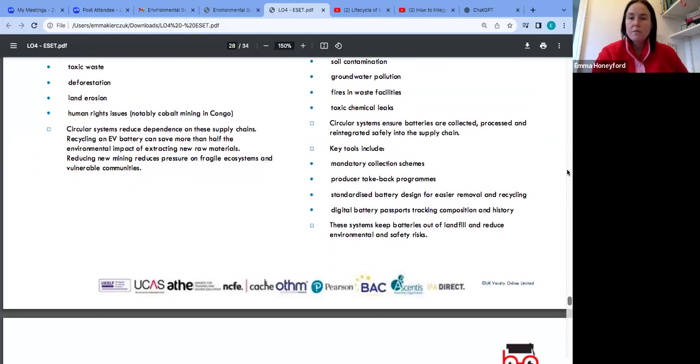Key tools include mandatory collection schemes, producer take-back programs, or standardised battery design for easy removal and recycling. So the way in which we design products matters, as some products are not designed to be recycled. Some products, such as phones, are built for obsolescence. They're built not to last, which is a massive problem at the moment. They could last longer, but they're built to have an end life.